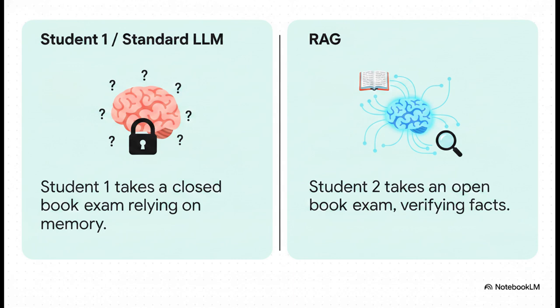Now look at student 2. This student also studies, but tomorrow they get to take an open book exam. During the test, they can actually verify facts, look up real-time information, and double-check their answers against verified texts. I mean, student 2 is obviously going to perform better and make way fewer mistakes, right? Well, student 2 is RAG.